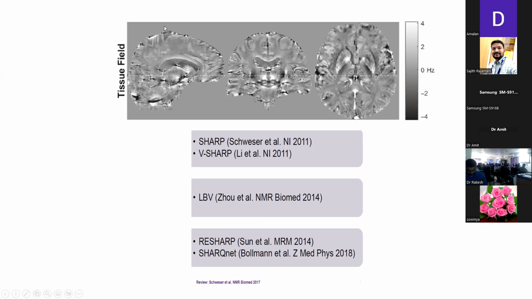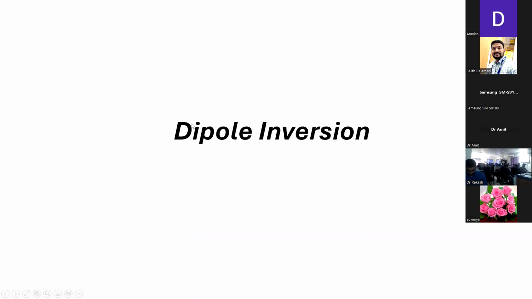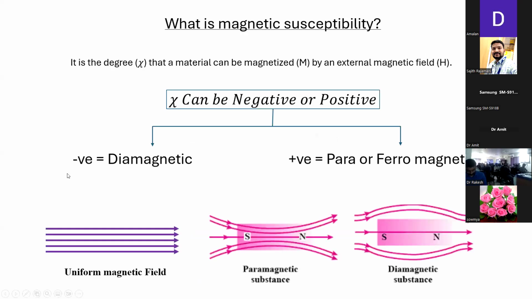Now we need to convert this tissue field map into a susceptibility map. So we use a method called dipole inversion. Just before going to the dipole inversion, a quick recap of the basics. We know what susceptibility is. Susceptibility can be either positive or negative. If it is negative, we call it diamagnetic, and if it is positive, we call it paramagnetic or ferromagnetic. All these materials disturb our uniform magnetic field, something like this.